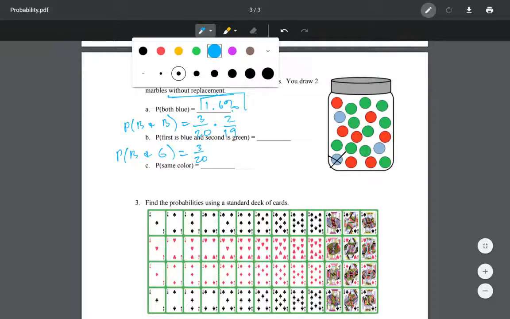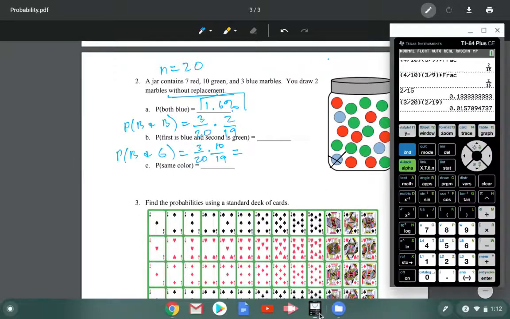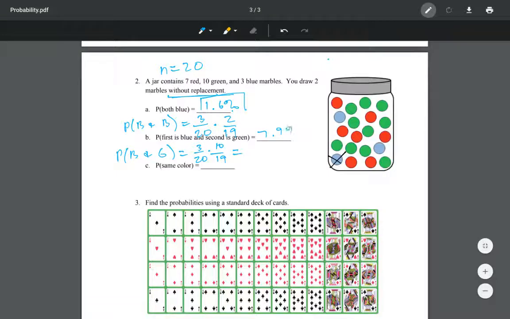I've got all of the greens still in there. And the greens consisted of 10. All 10 are still in there. But I only have 19 marbles left. So for this one, I've got 3/20 times 10/19. So parentheses, 3/20. Just a really nice pattern. 10, all greens were there though, but 19, we did reduce the number of marbles by 1. So about 7.9%. So 7.9%, just about an 8% chance.